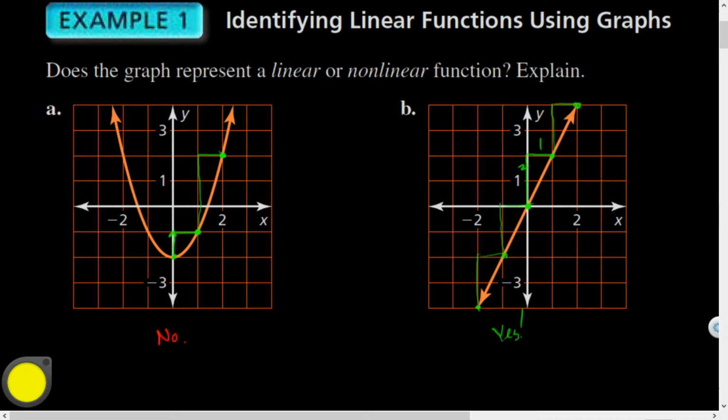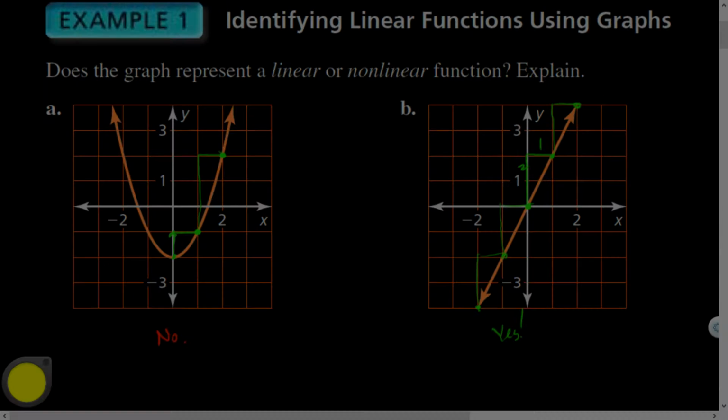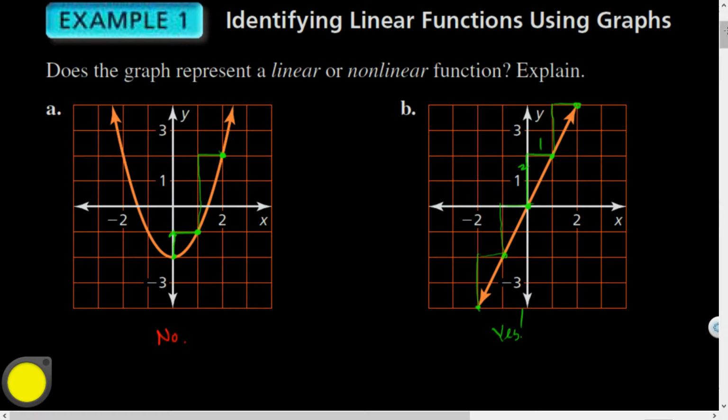All right, so that's what we're talking about today. So, super quick, let's look at monitoring progress questions 1 and 2. All right.